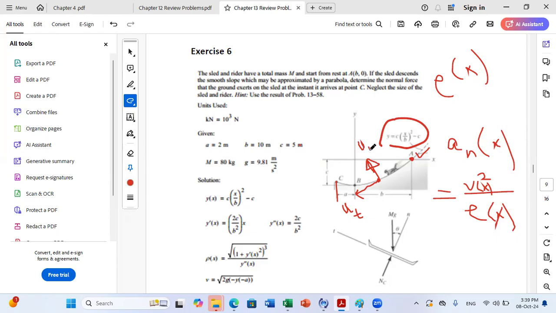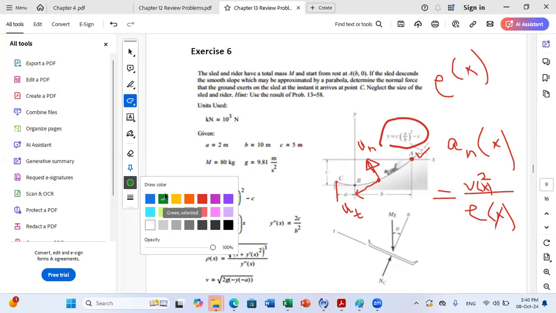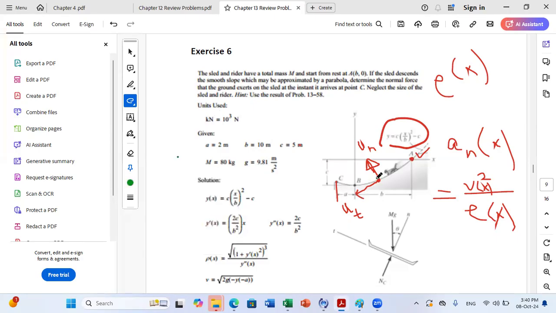And what are the forces acting on my skier? If I want to present forces, I have two forces, the weight and the normal. So this is the weight, mg, and this is the normal n, okay?